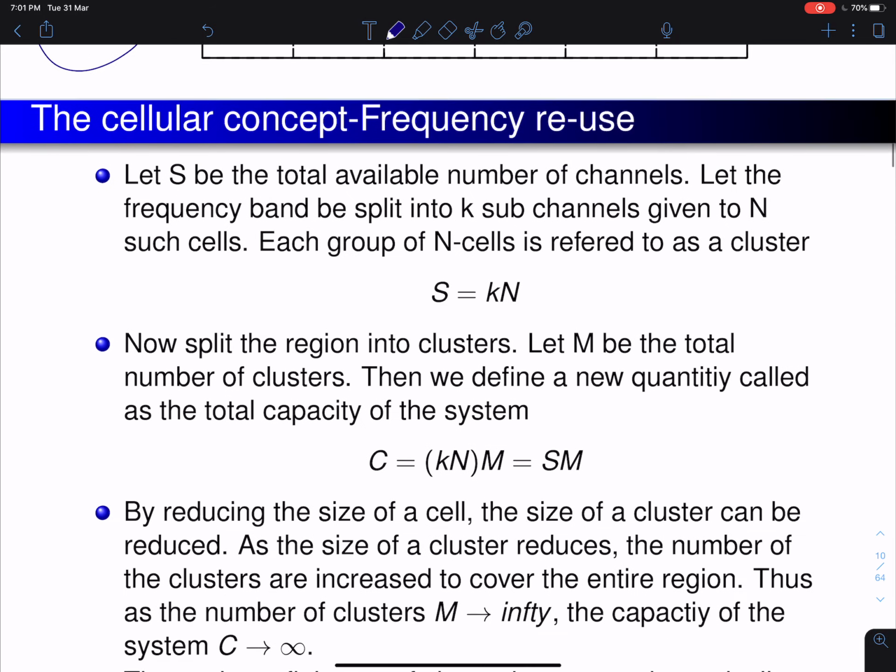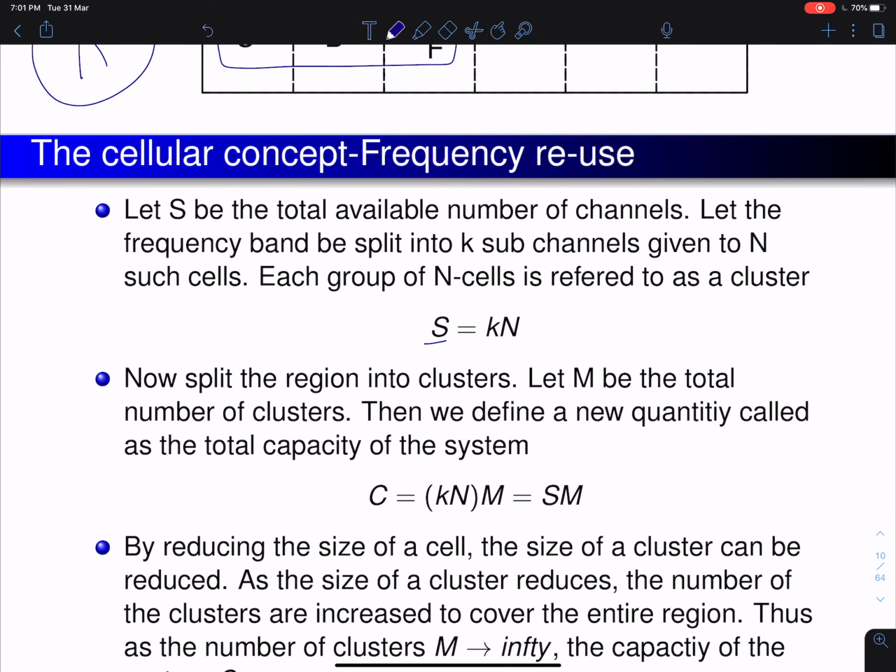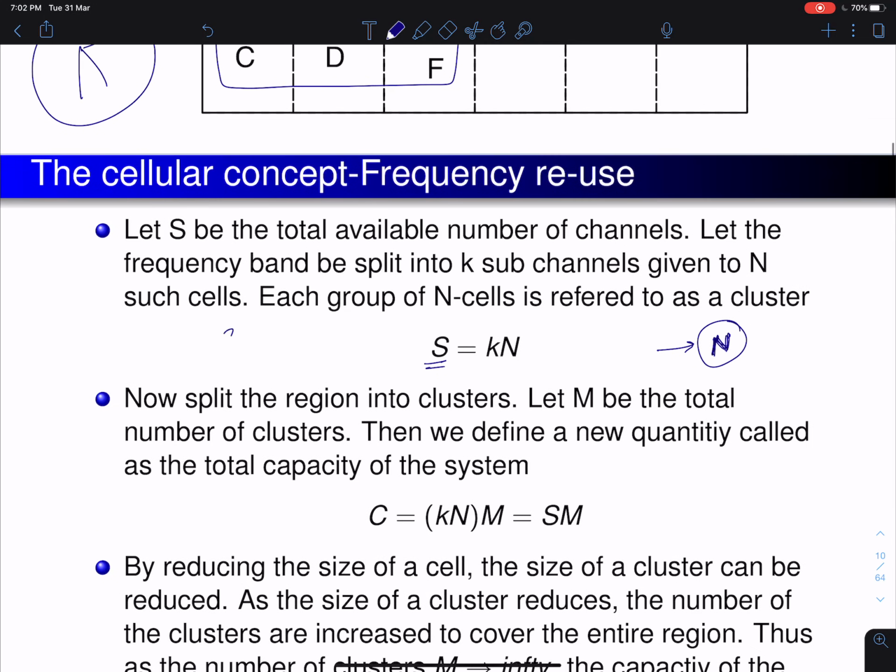To put it mathematically, he started with S as the total number of channels available. He said, I'm going to divide this region into small cells, and group n such cells to form a cluster. So we have a big region divided into a large number of cells, and I group n such cells and call that a cluster. Now in these n cells I'm going to equally divide my channels, so each cell in a cluster will get S by K channels.